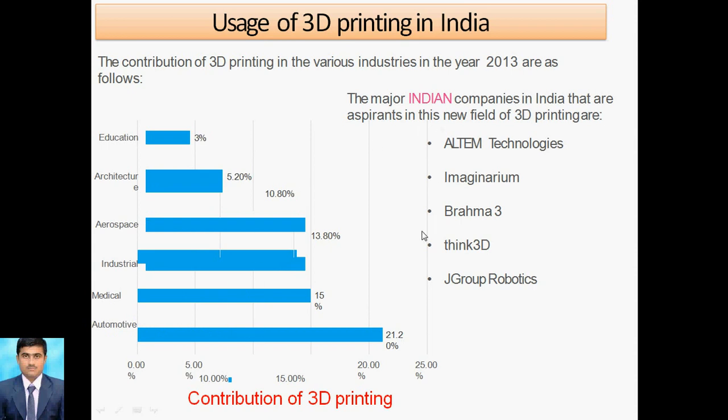Now these are the companies involved in 3D printing: Anlam Technology, Imaginarium, Brahma3, Think3D, then J Group Robotics. So this is regarding the companies related to 3D printing.